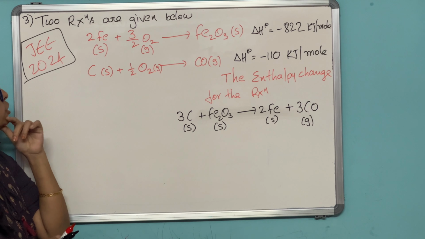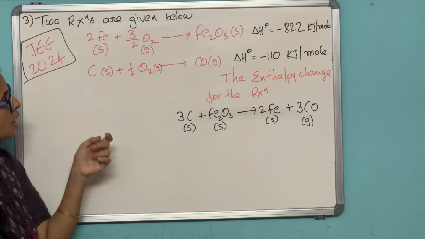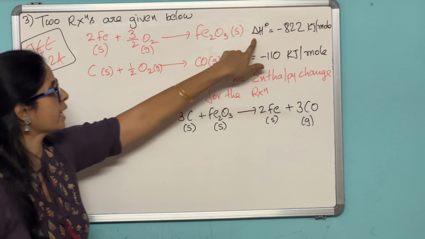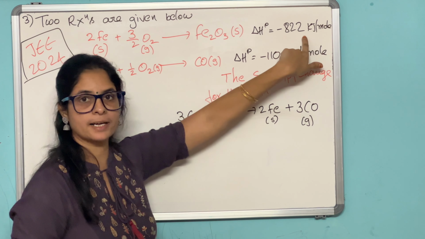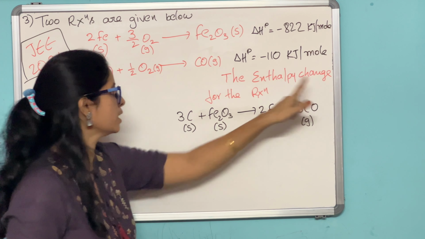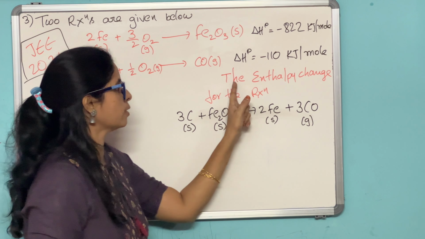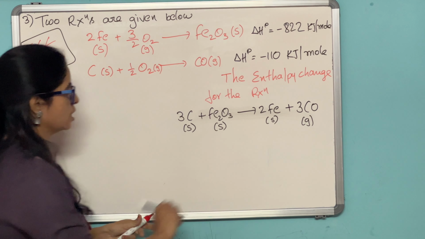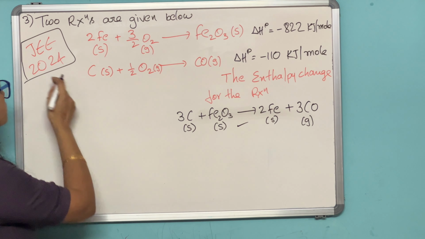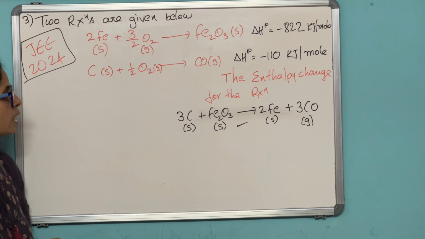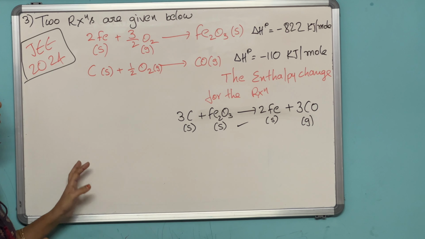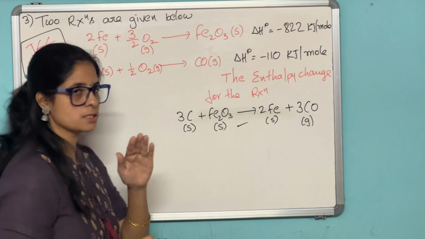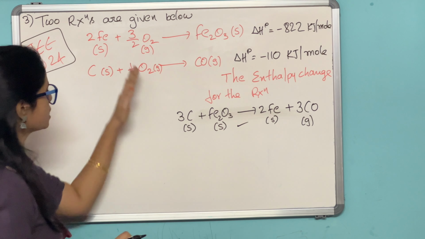Now look at this question. Two reactions are given below, and here for the two reactions delta H naught is given. Standard heat of reaction has been given. Now he is asking you to find out the enthalpy change for this reaction. So what is our required equation? This is our required equation. This was asked in JEE 2024.